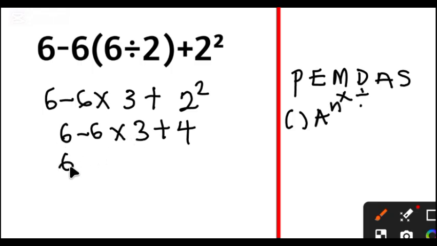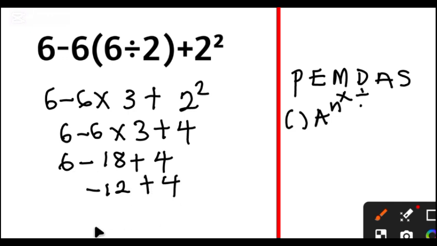6 minus 6 times 3 is 18, plus 4. 6 minus 18 is negative 12, plus 4. Negative 12 plus 4 is negative 8. So the correct answer to this equation is negative 8.